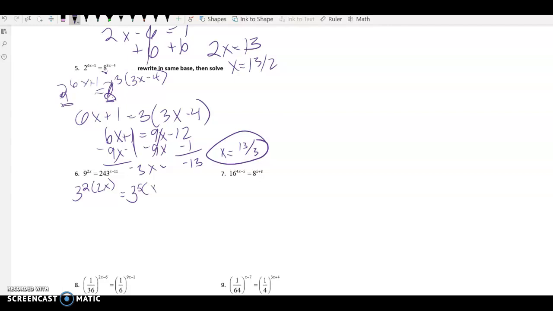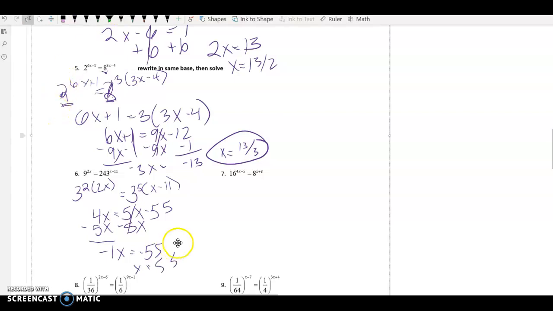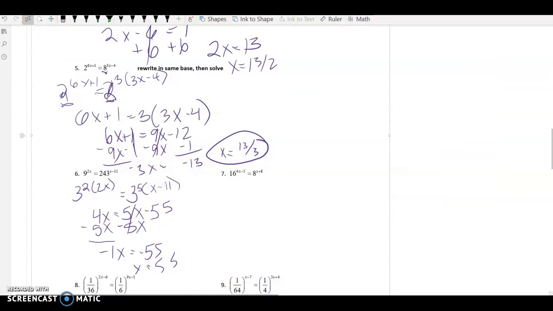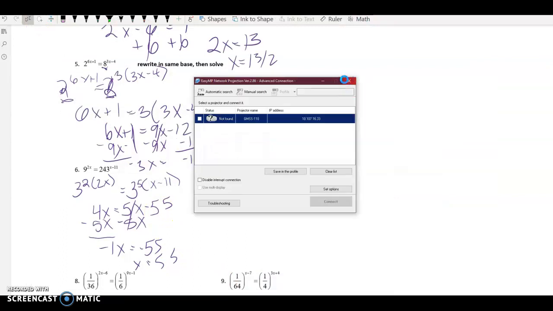I need to multiply that, though, by x minus 11. When I do that, I get 4x equals 5x minus 55. I'm going to subtract on both sides. And I get negative 1x equals negative 55, so x is equal to 55. Ooh, sorry, computer's freaking out over here.